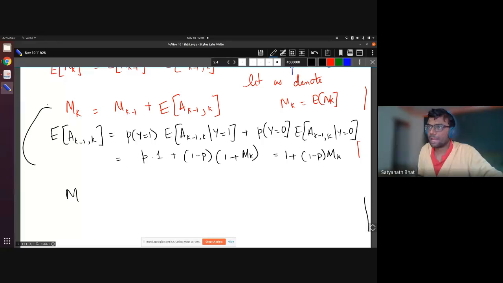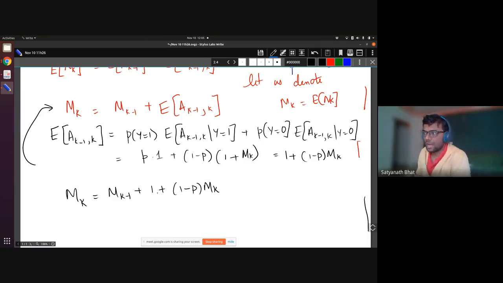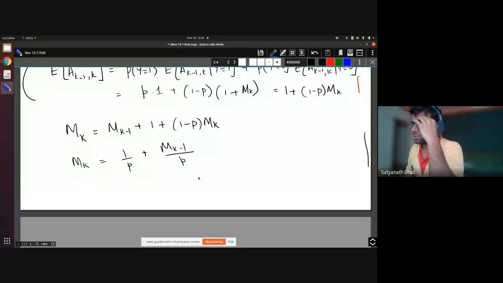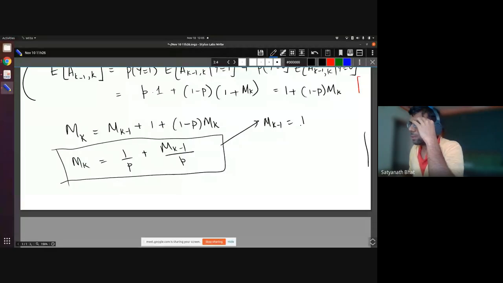So applying this back up here, what you have is M_k is equal to M_{k-1} plus 1 plus (1 minus p) M_k. Okay, so we have to bring all the M_k's together. So when we do that, you'll have p M_k, right? So that p I will take to the other side. It's 1 over p plus M_{k-1} by p. Now since this is true, this is the recurrence relation we got. So from this we can also understand that M_{k-1} is 1 over p plus M_{k-2} by p. So like that we keep doing till we get M_0, M_1.